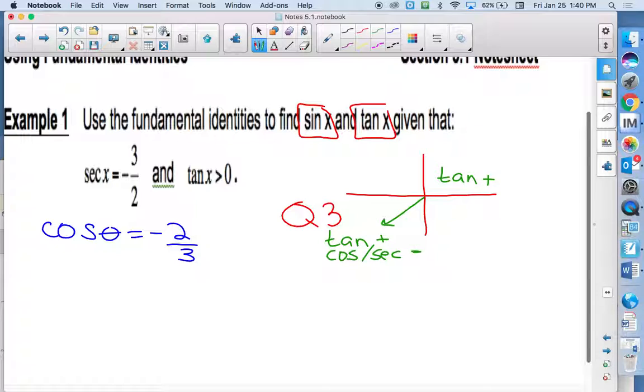All right, so how do we use cosine to help us find sine or tangent? Look at your trig identity sheet. Is there anything on that identity sheet that helps us relate cosine with sine or tangent so that we can find one of those two? Sabrina, what do you think? Is there something on there that relates cosine with sine or tangent? Okay, so she said the tangent is equal to sine over cosine.